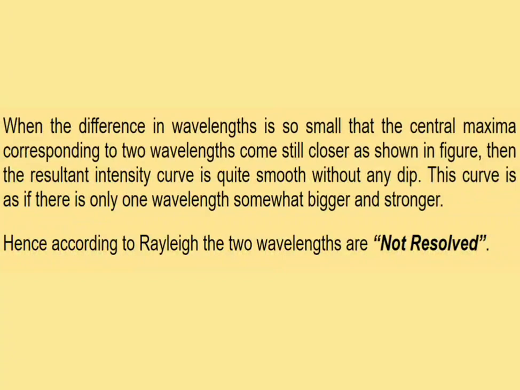When the difference in the wavelengths is so small that the central maxima corresponding to the two wavelengths come very close to each other, the resultant curve shows no dip. This curve looks like only one wavelength, somewhat bigger and stronger. Hence, according to Rayleigh, the two wavelengths are not resolved.